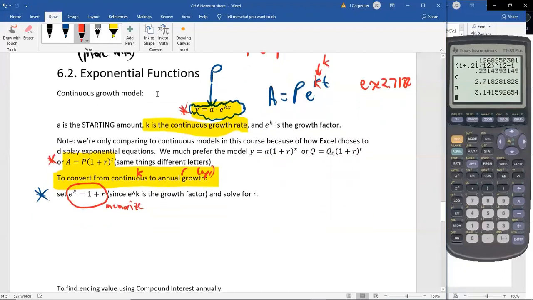It is just setting one growth factor equal to another growth factor. This left side is the growth factor continuously. This right side is the growth factor annually. And we have seen that 1 plus r over and over and over again.